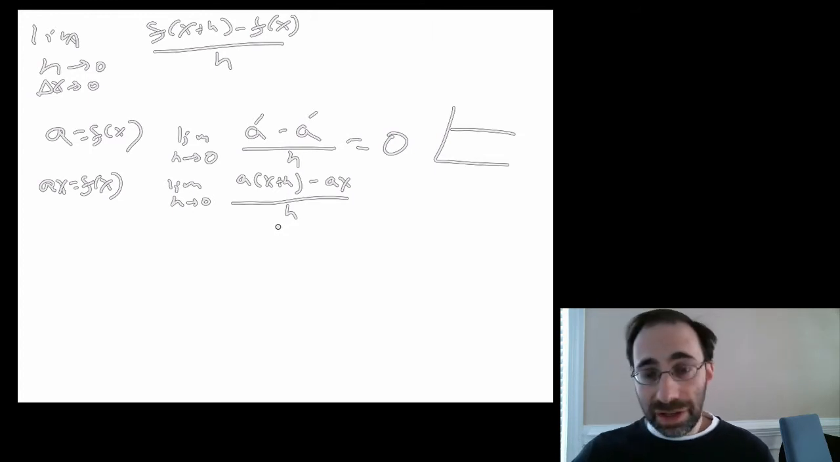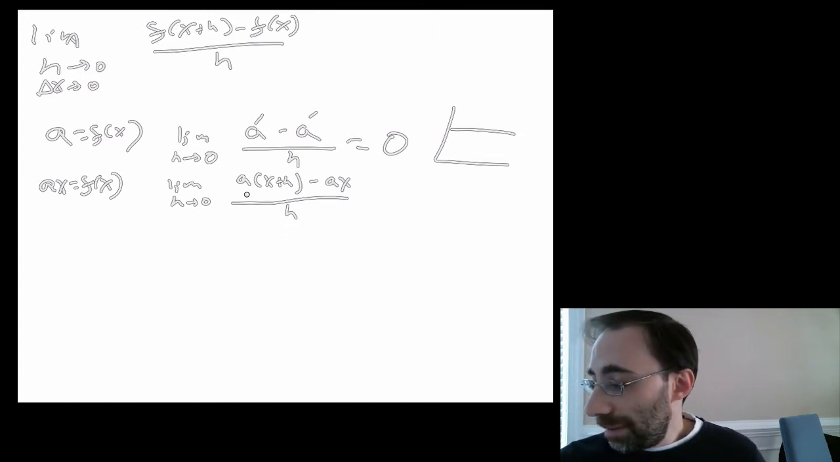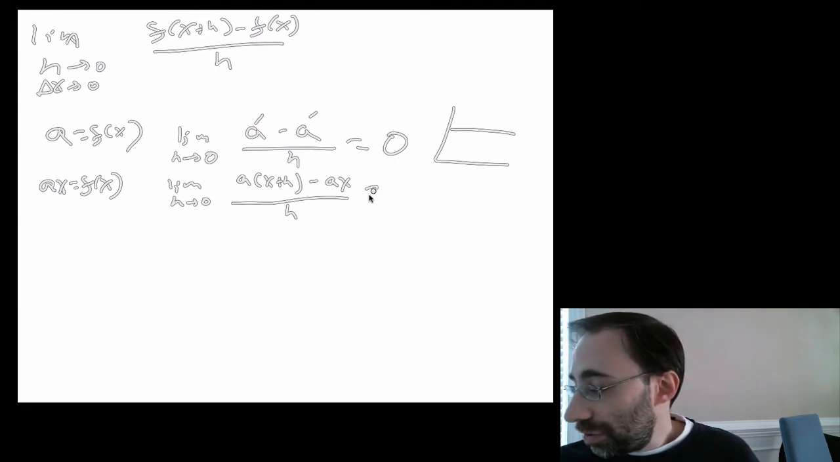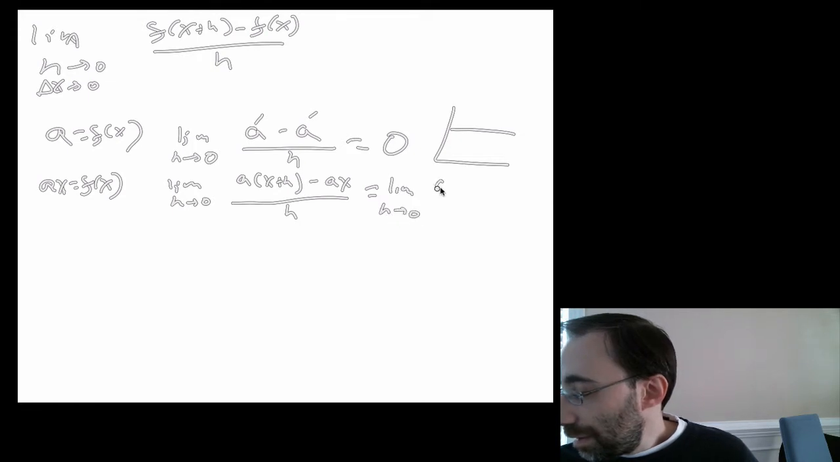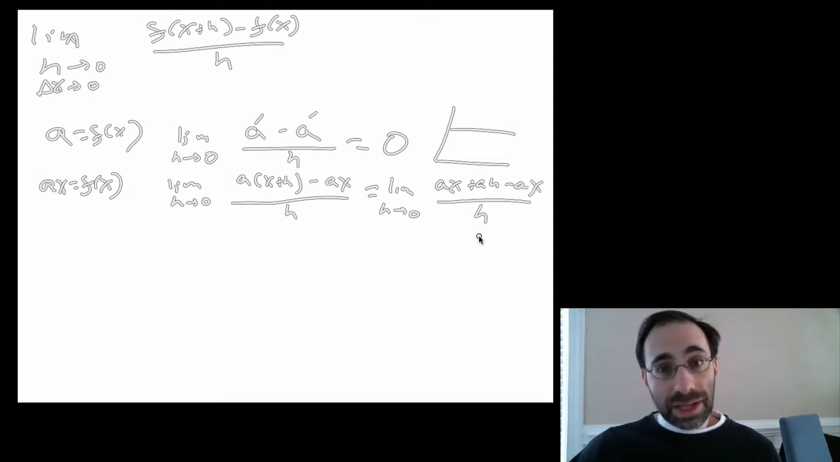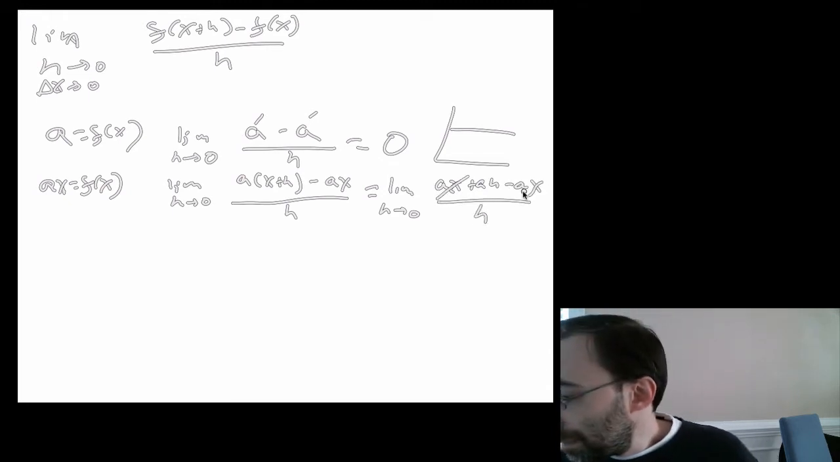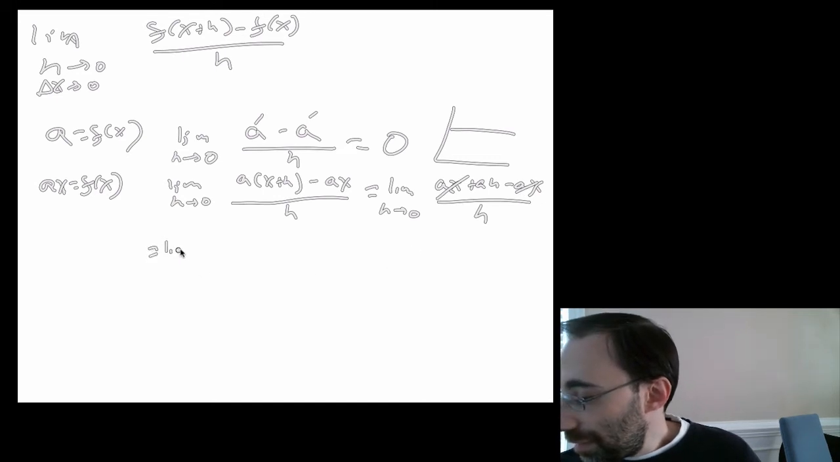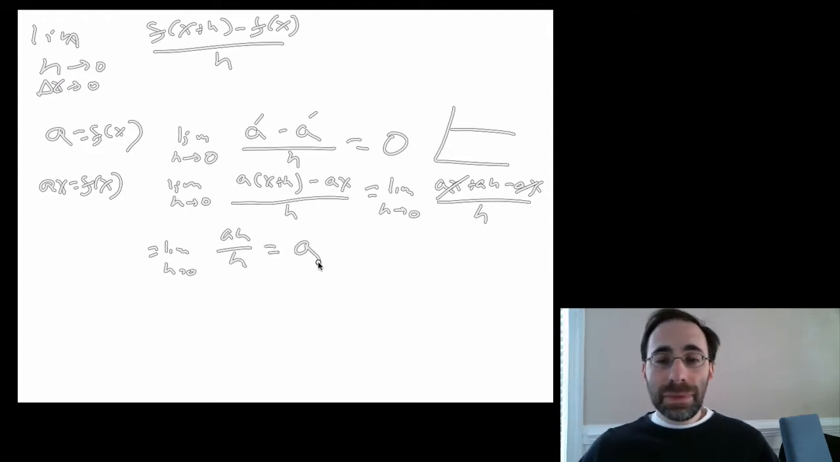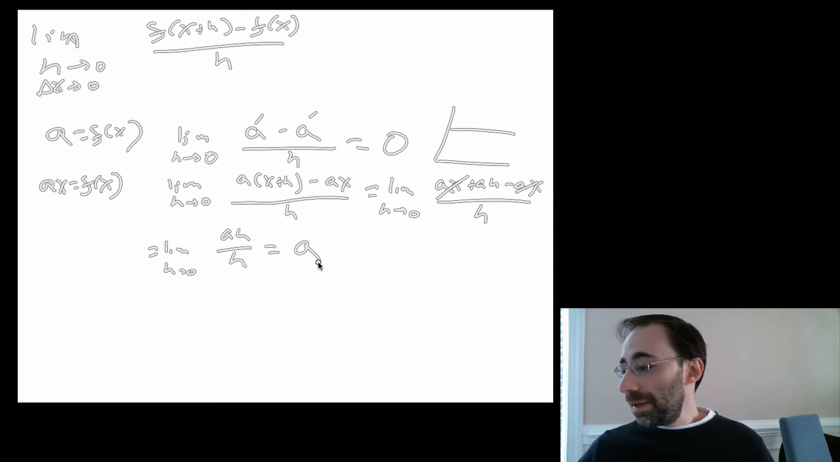Now you start seeing a pattern here. Well, I can distribute the a out and get the limit of ax plus ah minus ax over h. The two ax's cancel. That leaves the limit as h goes to 0 of ah over h, which is just a. Again, the limit doesn't actually show up.